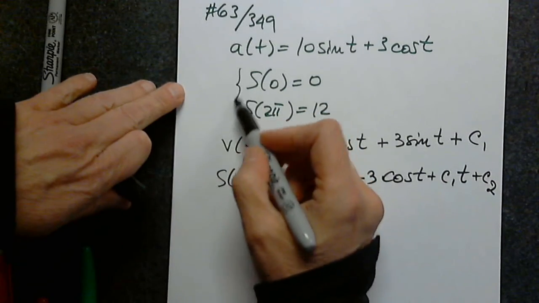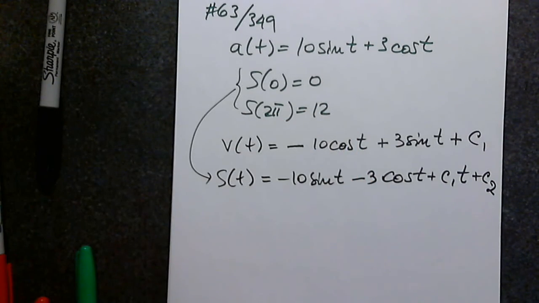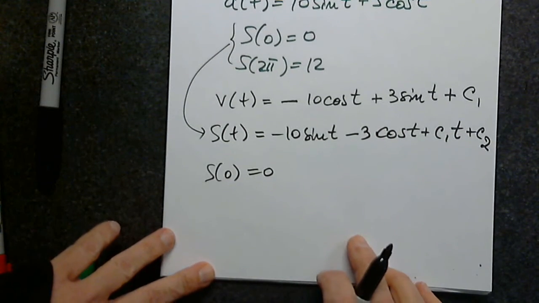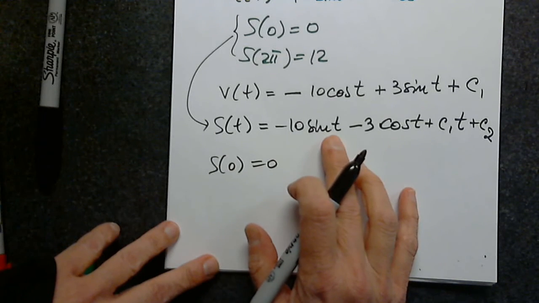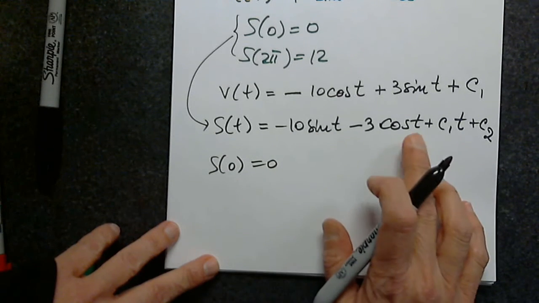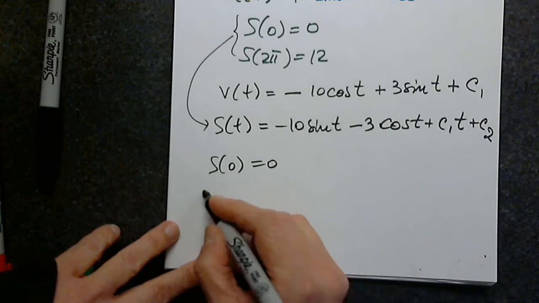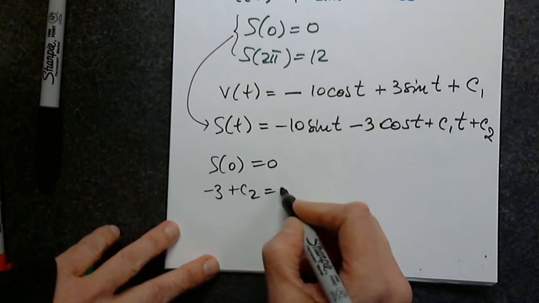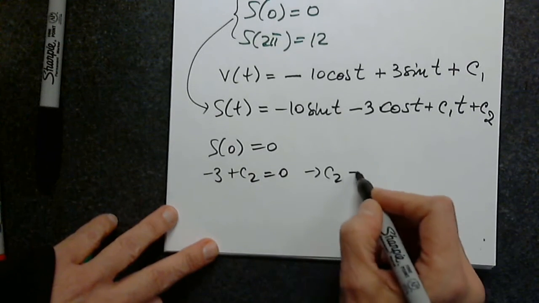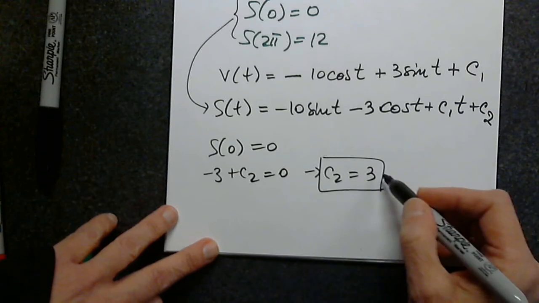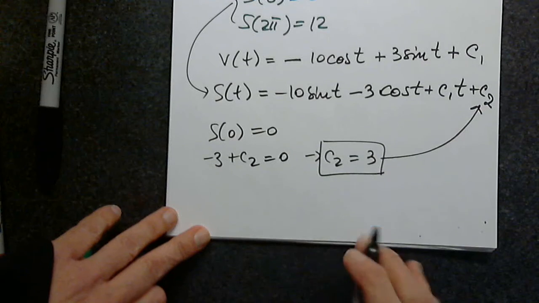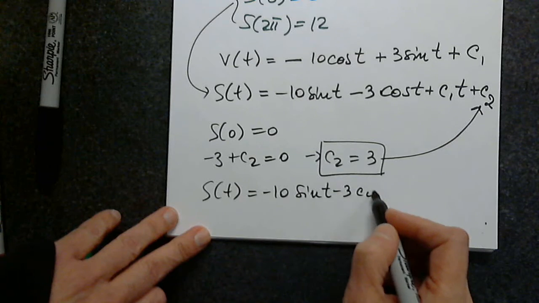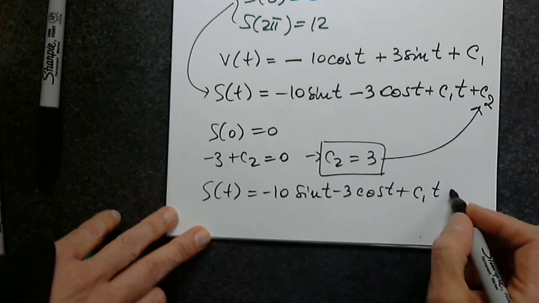So those two refer to the same function. So let's plug in 0 first. S of 0, they say it's 0. So negative 10 times 0, because sine 0 is 0, this is 0. How much is cosine 0? 1. Times negative 3. Very good. Awesome. And this is 0. So then plus C2 equals 0, which means C2 equals 3 indeed. So I have C2. I will rewrite the function. S of t equals negative 10 sine t minus 3 cosine t plus C1 t and plus 3.